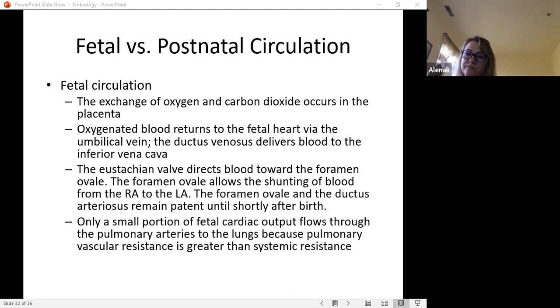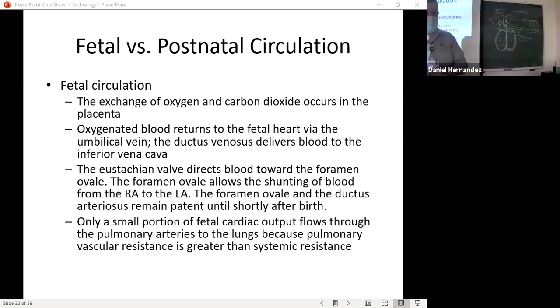So blood flow is entering the right ventricle, it's just a small amount, because the pressure is greater within the lungs at that point. So blood flow is going to want to go to the left side of the heart, just due to that pressure difference. But blood flow does have to get into the right side of the heart and to the lungs to help develop the lungs themselves.